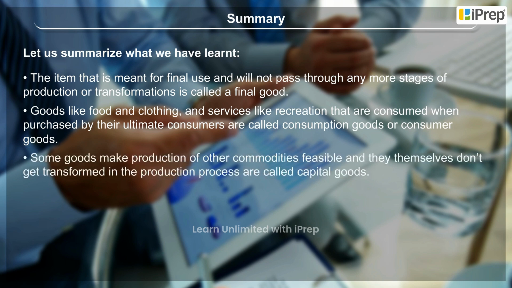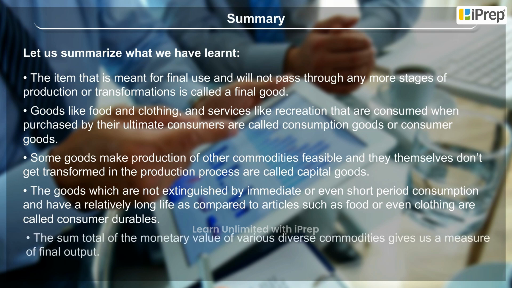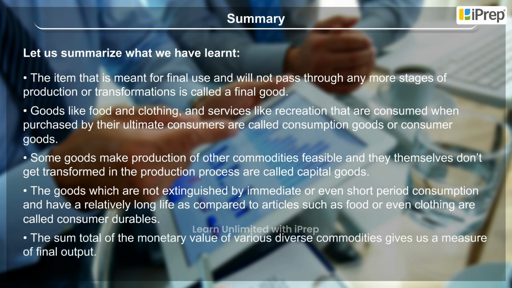Some goods make production of other commodities feasible, and they themselves don't get transformed in the production process. These are called capital goods. The goods which are not extinguished by immediate or even short period consumption and have a relatively long life as compared to articles such as food or even clothing are called consumer durables. The sum total of the monetary value of various diverse commodities gives us a measure of final output.